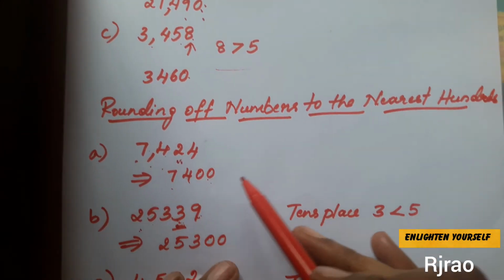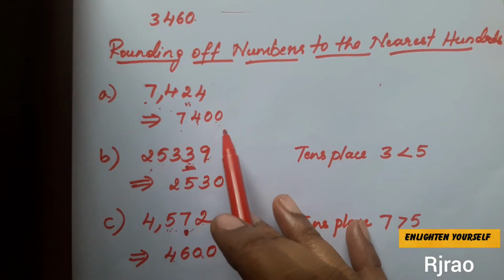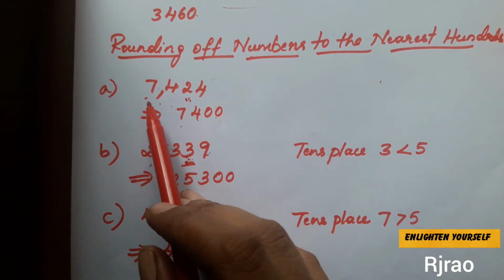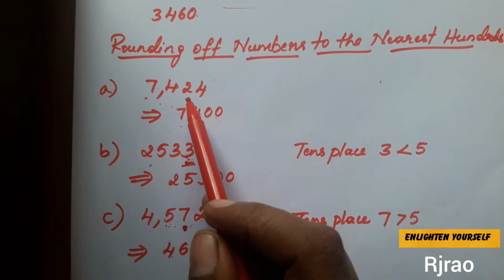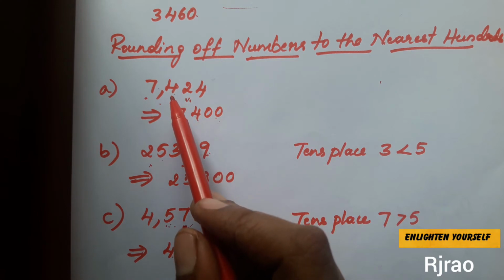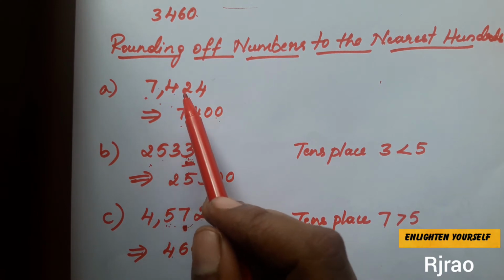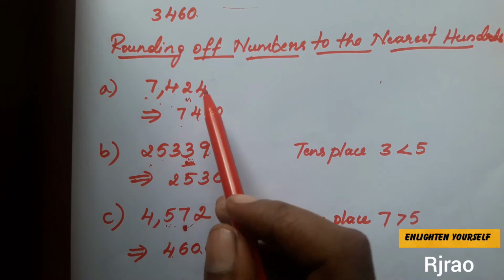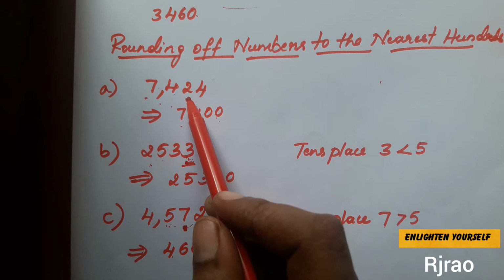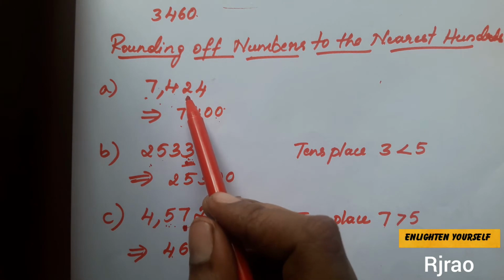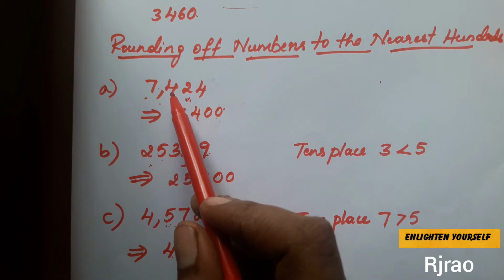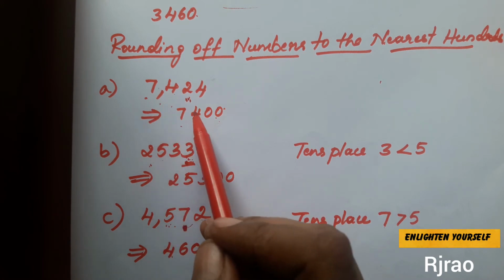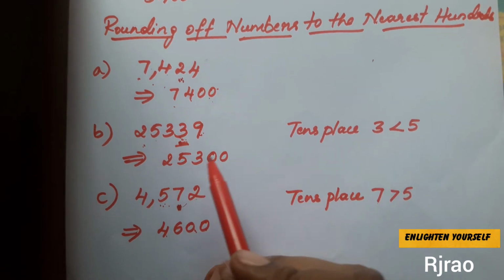Now we will see rounding of numbers to the nearest hundreds. How to do this? See the first sum, 7424. Here, to round off numbers to the nearest hundreds, we have to see the digit in the tens place. The digit in the tens place is 2, and 2 is less than 5. So we round off the tens and ones places to 0, and the digit in the hundreds place stays the same. So it is 7400.